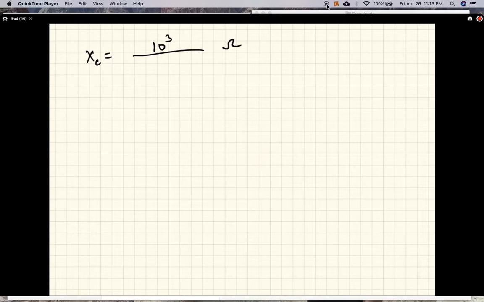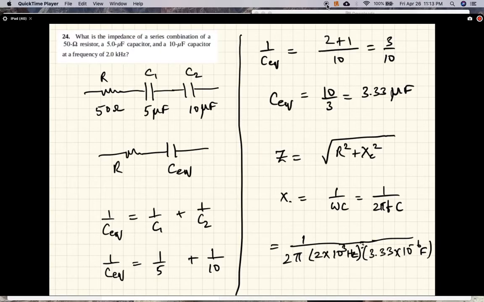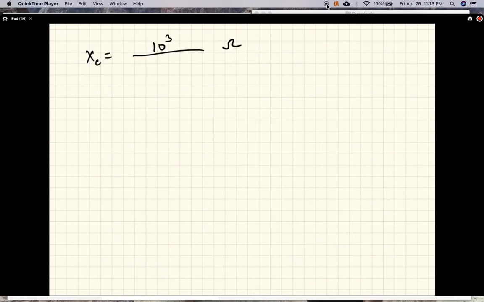So what we have is 10 to the power 3 divided by, in the denominator, 2 pi times 2, that is 4 pi, times 3.33. So 3.33 times 4 pi. And this works out to 23.9 ohms.